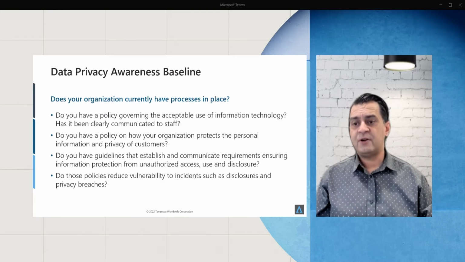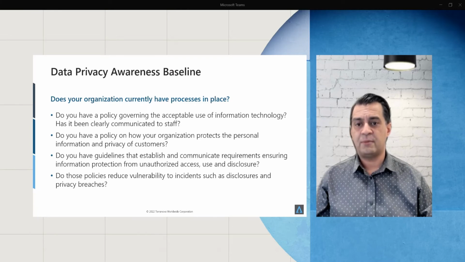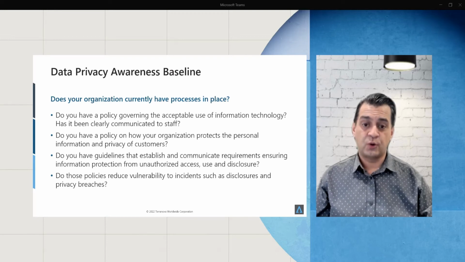It's also very important, before you start your privacy awareness program, to establish a baseline and to have a sort of starting point. Do you have an information security policy on the proper handling of information technology and also personal information? Have you communicated to the users what the requirements are to protect the assets, and especially the assets that store and process personal information?